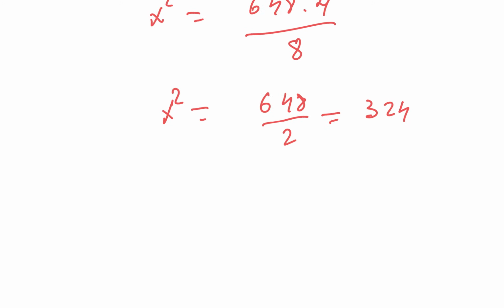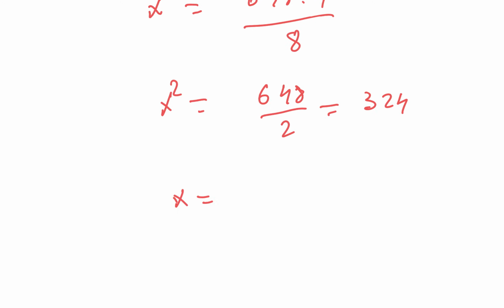So x is the square root of 324. How much is the square root of 324? 15 squared is 225, 20 squared is 400, so it's something between, maybe 17 centimeters, because the area was in square centimeters.